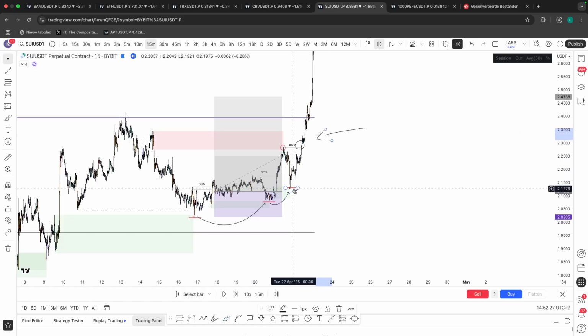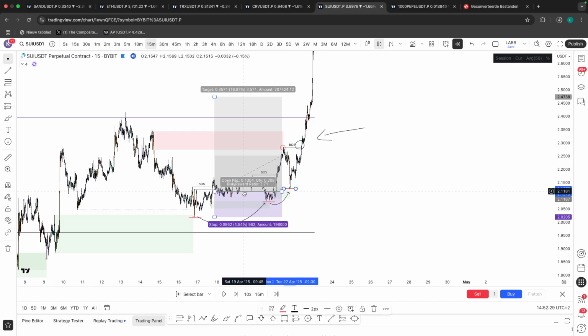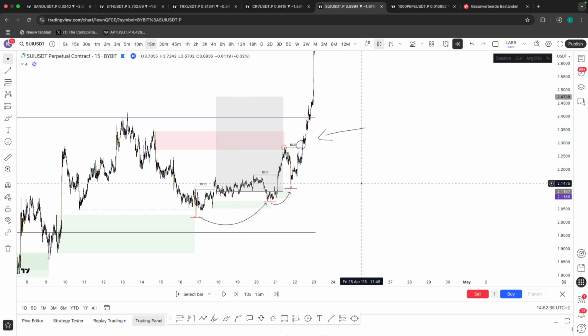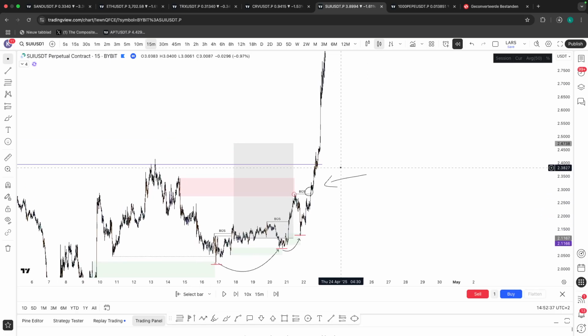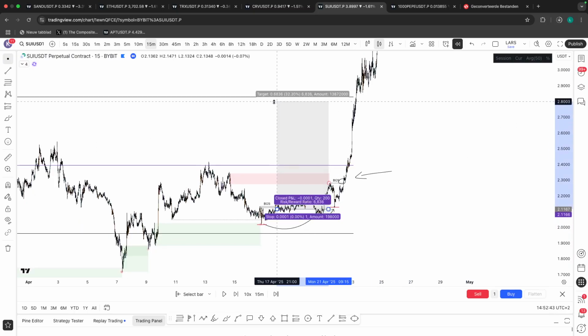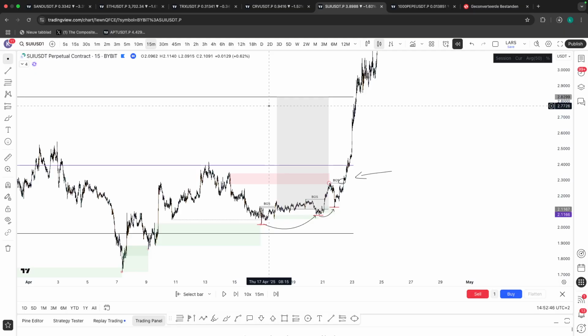you can already trail the stop loss below this low, and your entry is right below it, meaning you are in a risk-free position. So before price even goes into premium pricing, you are already in a risk-free position. And then you can see price comes up aggressively towards the technical target.